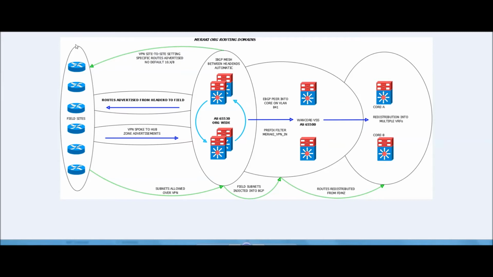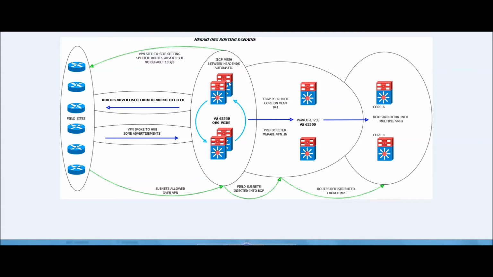You define your field sites, and every site will have some type of unique IP addressing that you would like to traverse your VPN tunnel. When you turn on the site-to-site VPN settings, you define what subnets are allowed over VPN. The VPN spoke to hub advertises those zones. Between the head ends and the field, there is an iBGP full mesh relationship. Each field site builds a tunnel to the head ends and advertises its remote subnets to those head ends. The head ends also share routing information between the two for full mesh iBGP.